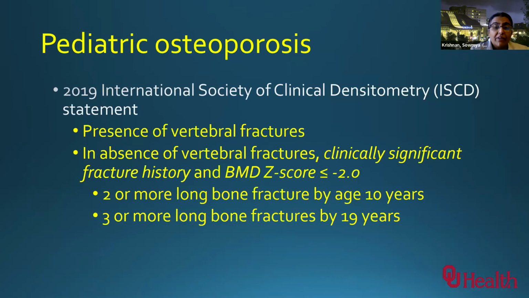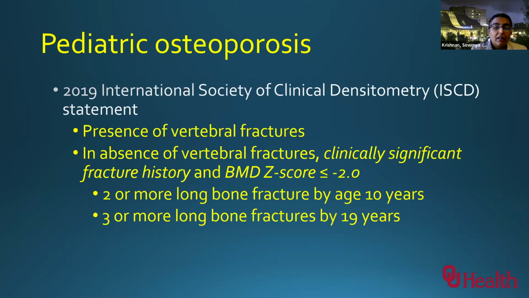So what is pediatric osteoporosis? Per the 2019 International Society of Clinical Densitometry, ISCD, statement, pediatric osteoporosis is defined by the presence of vertebral fractures. In the absence of vertebral fractures, a clinically significant fracture history and a BMD Z-score of less than or equal to -2 is required to diagnose pediatric osteoporosis. And when we say clinically significant fracture history, it typically means 2 or more long bone fractures by age 10 years, or 3 or more long bone fractures by 19 years.